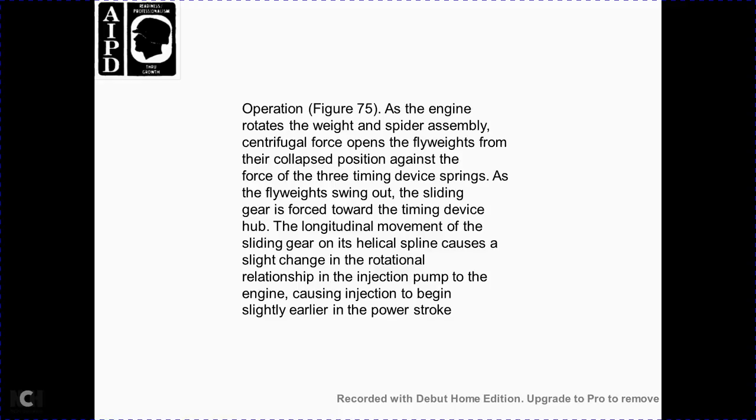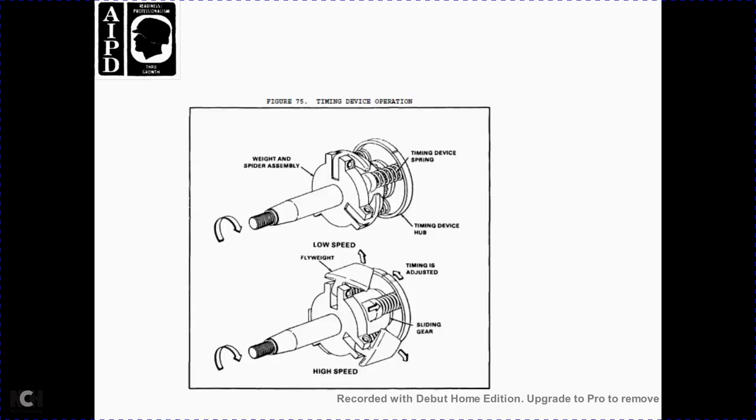Operation, figure 75. As the engine rotates the weight of the spider assembly, the centrifugal force opens the flyweights from the collapsed position against the force of the 3 timing device springs. As the flyweights open, the sliding gear, through the torque of the timing device hub, moves longitudinally with the helical spline, causing a slight change in the rotational relation of the injection pump to the engine, so the injection begins slightly earlier in the power stroke.